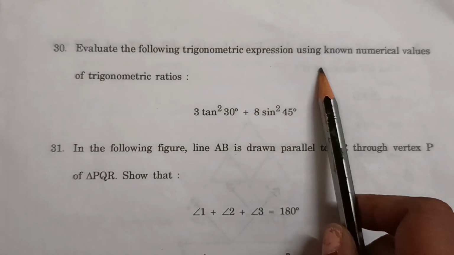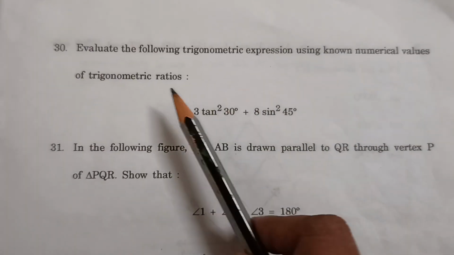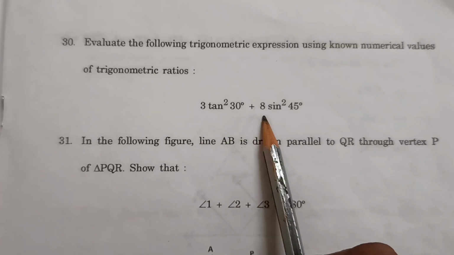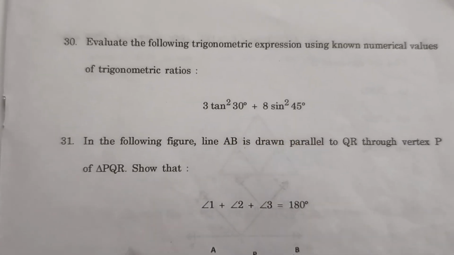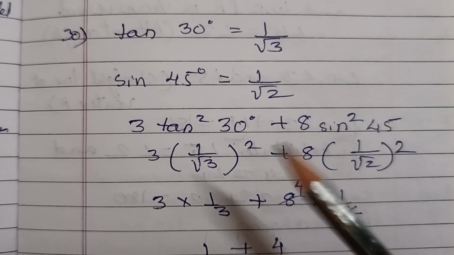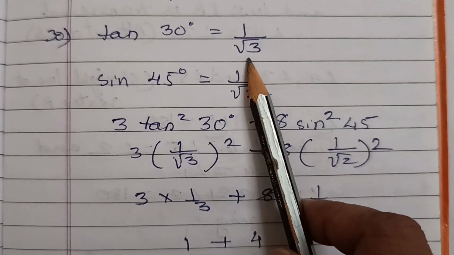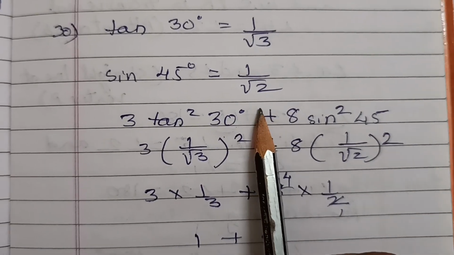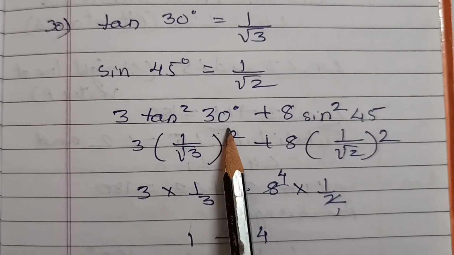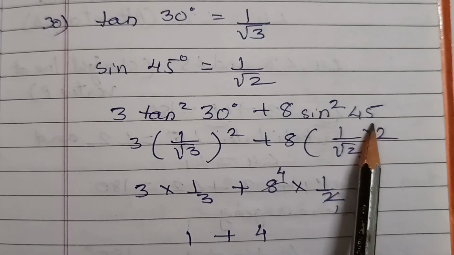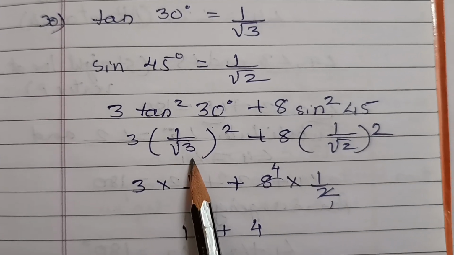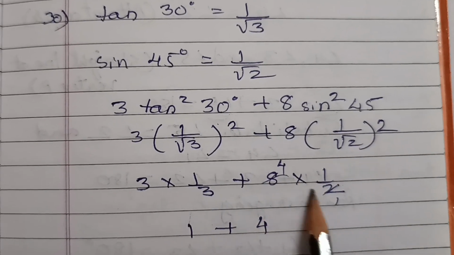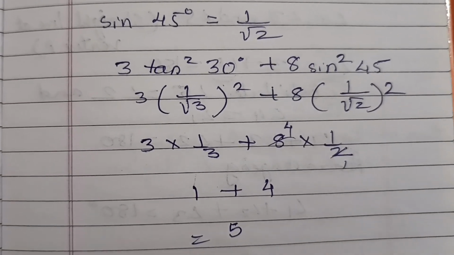Question number 30. Evaluate the following trigonometric expression using known numerical values of trigonometric ratios. 3 tan square 30 degree plus 8 sin square 45 degree. Value of tan 30 is 1 upon root 3 and sin 45 degree is equal to 1 upon root 2. So 3 tan square 30 degree plus 8 sin square 45 degree is 3 into 1 upon root 3 whole square plus 8 into 1 upon root 2 whole square. So after solving here we are getting the answer 5.